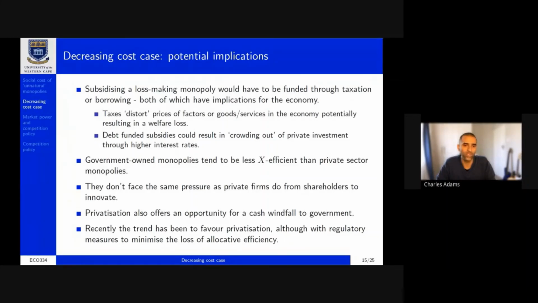Then there's the option of raising debt, which could result in a crowding out of private investment because it increases interest rates. And both of these caveats, one can argue, are sort of manifest in South Africa in the Eskom situation.